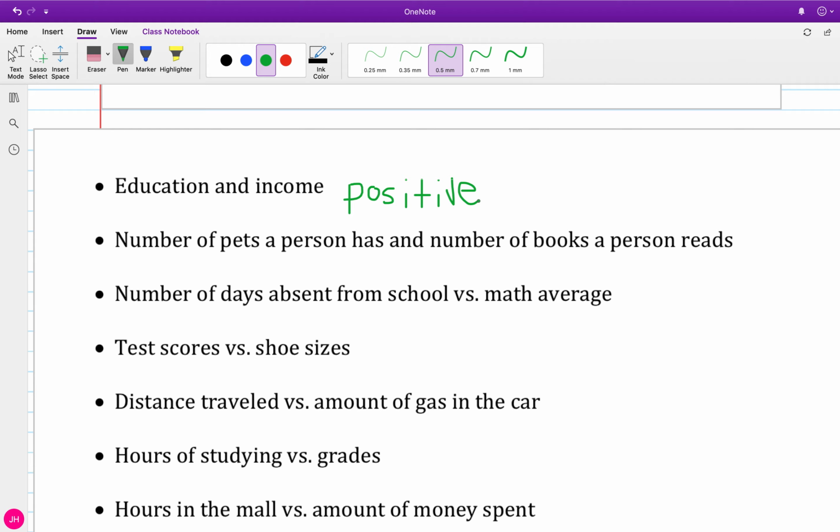The number of pets a person has and the number of books a person reads. These have nothing in common whatsoever. So we're going to say that this one has no correlation whatsoever.